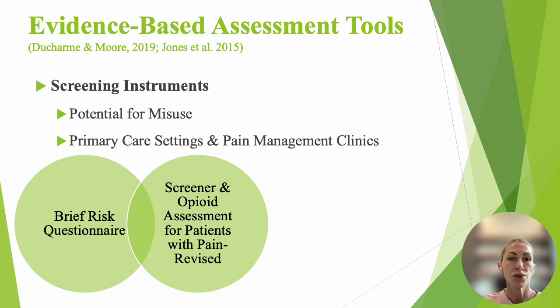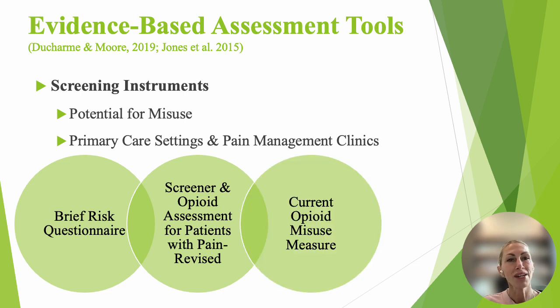There's also the Screener and Opioid Assessment for Patients with Pain Revised. It's 24 items, and it's to stratify patients at risk for opioid abuse and misuse, usually administered to people who are receiving long-term opioid pain management. There's also the Current Opioid Misuse Measure, a 17-item questionnaire, and it's a self-assessment tool designed to identify those who may misuse or abuse opioids during pain management.